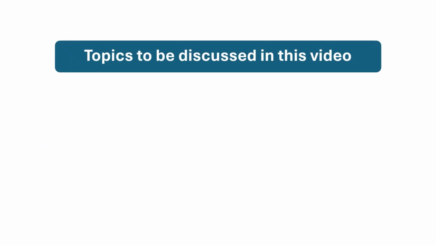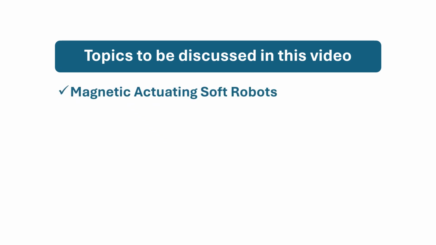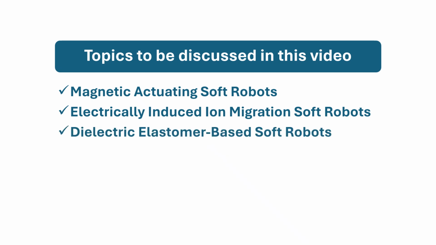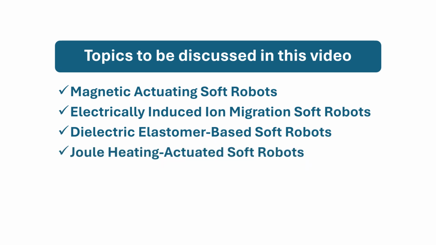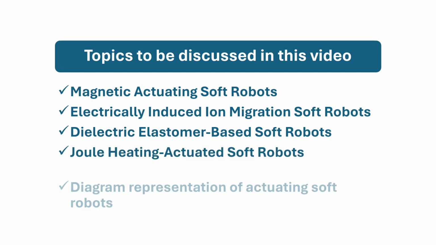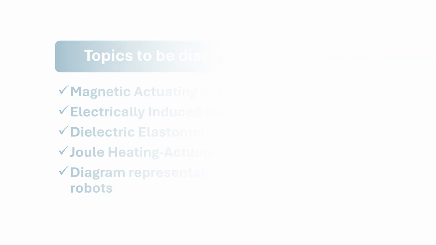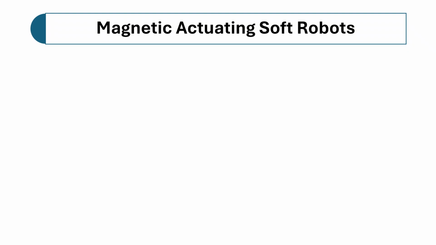So, topics to be discussed in this video. Number one, magnetic actuating soft robots. Secondly, electrically induced ion migration soft robots. Next, dielectric elastomer based soft robots. Then Joule heating actuated soft robots. And in the end, we will see the diagram representation of actuating soft robots. So these are the topics we will discuss today. Understood? So number one is magnetic actuating soft robots.